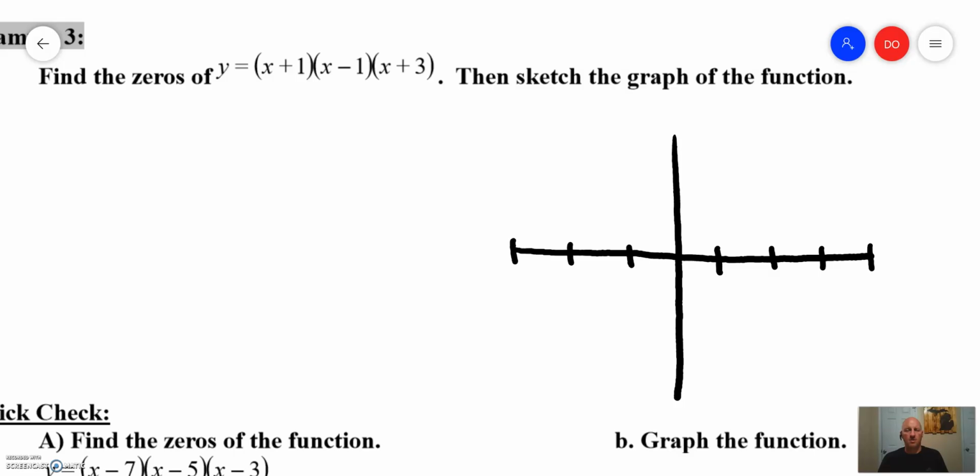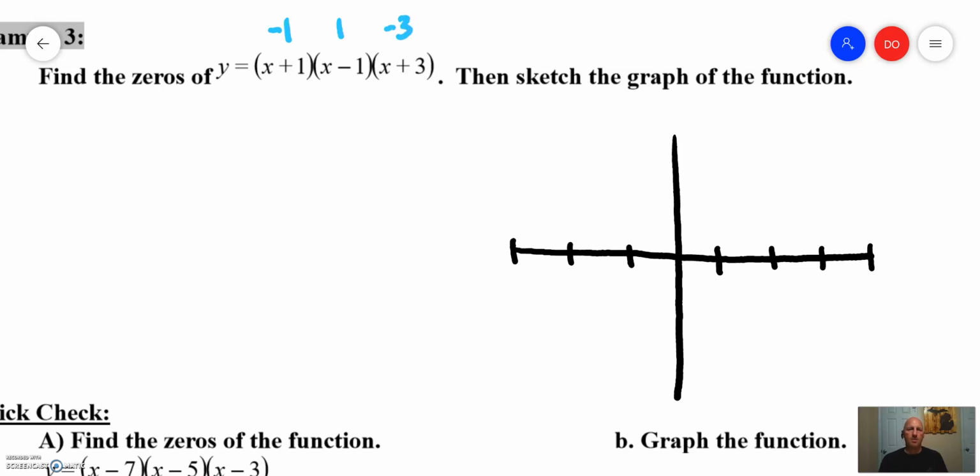We're going to use what we know about zeros. We're going to create some points and then collect some data between those points, specifically the zeros. So first, we have to find the zeros. Remember, factors lead us to zeros. So this factor would give us a zero of -1. The second factor would give us a zero of 1. And the last factor would give us a zero of -3.